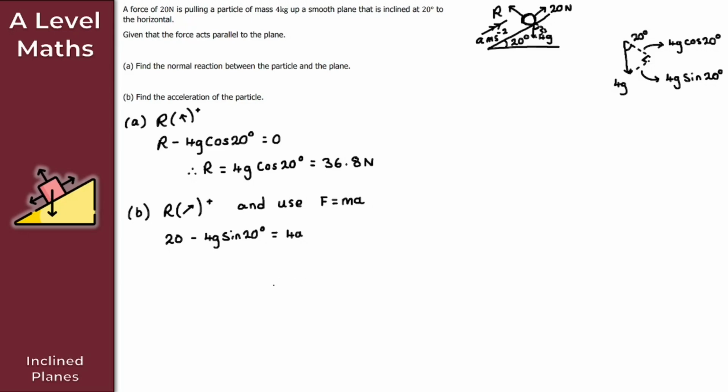So all you need to do here is put this left-hand side into your calculator. So 20 minus 4 times 9.8. Don't forget we're taking g as 9.8 meters per second squared, just note that above. So 4 times 9.8 sin 20 degrees. Put that into your calculator, and don't forget to divide it by 4, right? We just want a. If you do all of that correctly, what you should find for a is 1.65 meters per second squared. And there we have it. So that gives us the solution to part B, and that gives us the solution to the very last question.